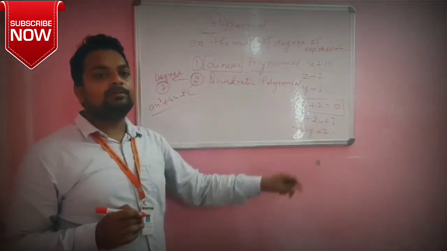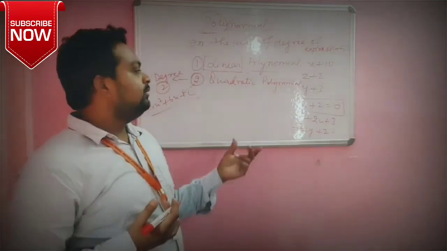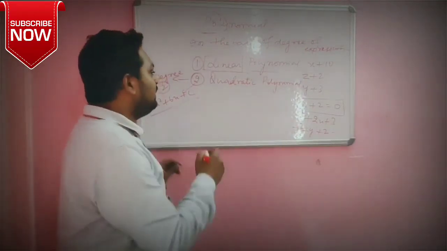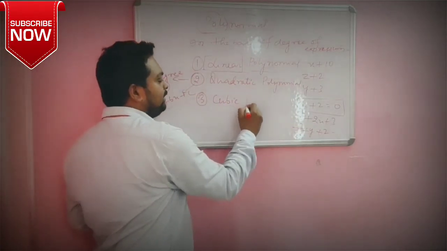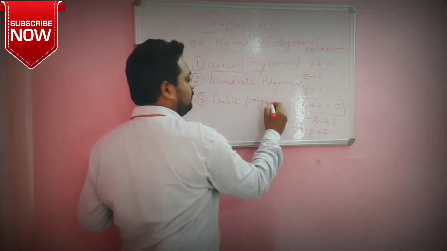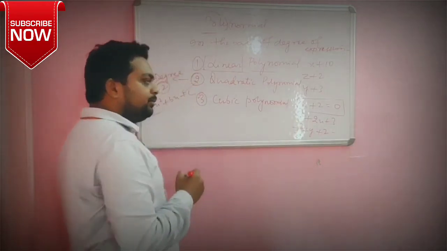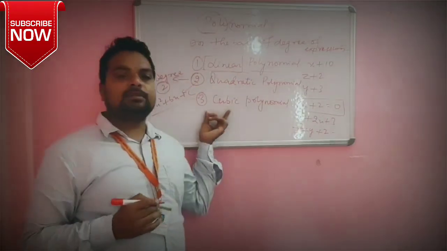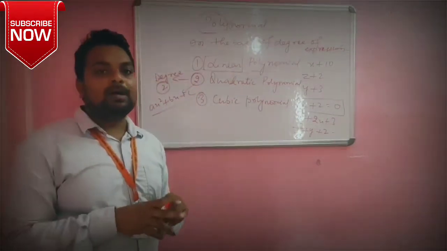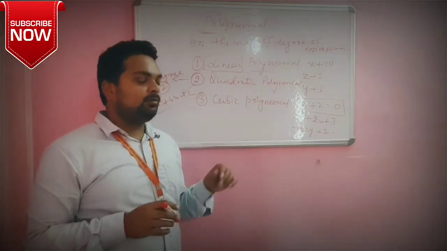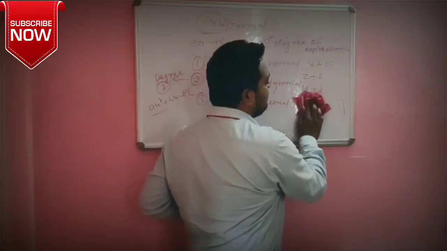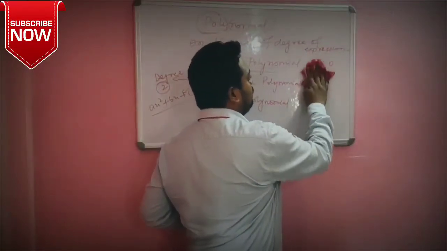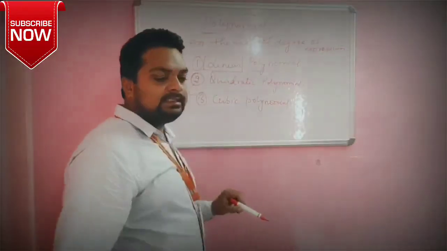Meaning the polynomial which has a degree of 2 is known as a quadratic polynomial, and the third one is the cubic polynomial. What are cubic polynomials? Cubic means a power of cube, that is 3. When an algebraic expression has a power of 3, we call it a cubic polynomial. So what may be the example? I think you can guess the example.